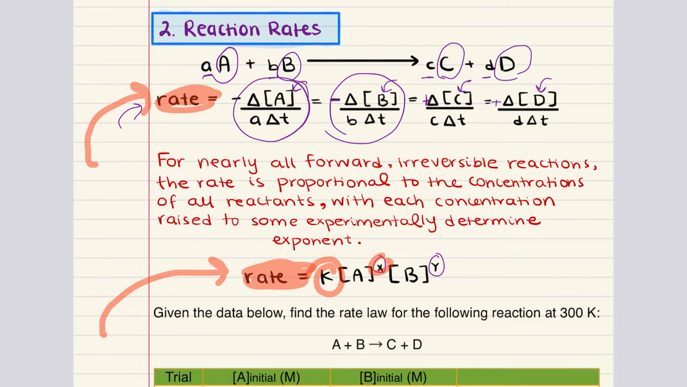And so in short, the rate expression tells us how the appearance and disappearance rates of the products and reactants relate to one another. It's just a fundamental definition of reaction speed.